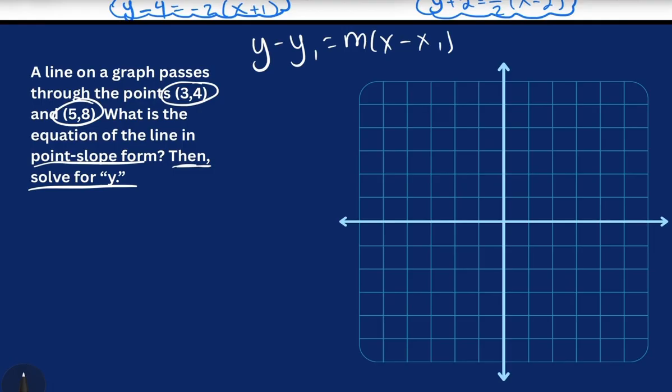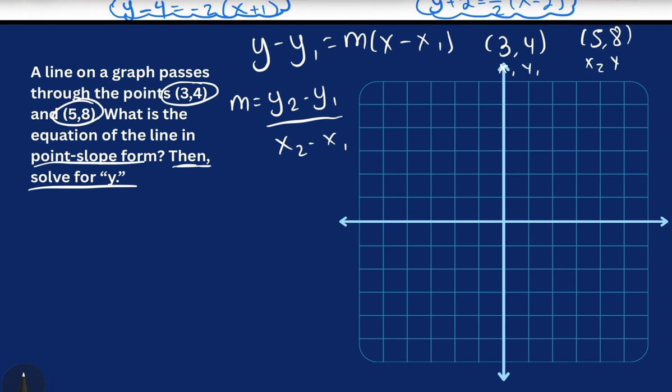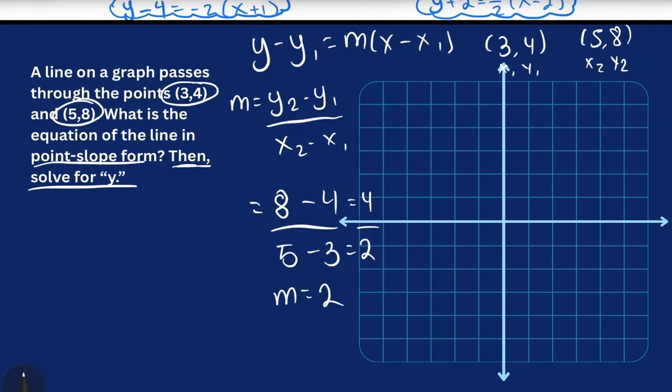So first I want to figure out my slope. And I could figure out my slope using 2 points by doing m equals y2 minus y1 over x2 minus x1, where 3, 4 will be my x1 and my y1, and then 5, 8 will be my x2 and my y2. Therefore, I'm going to plug this in as 8 minus 4 over 5 minus 3. 8 minus 4 is 4, and 5 minus 3 is 2. Therefore, my slope will be 4 divided by 2, which is 2.